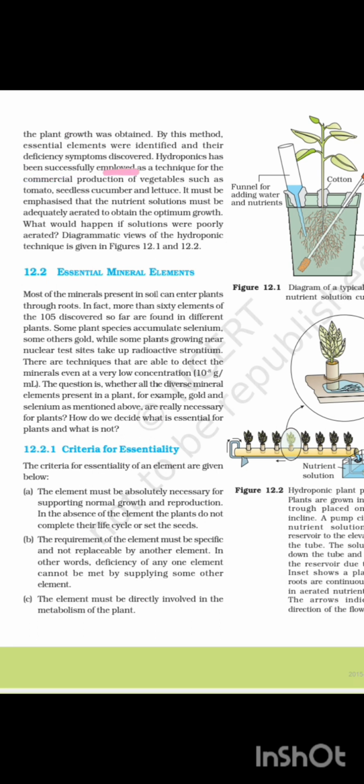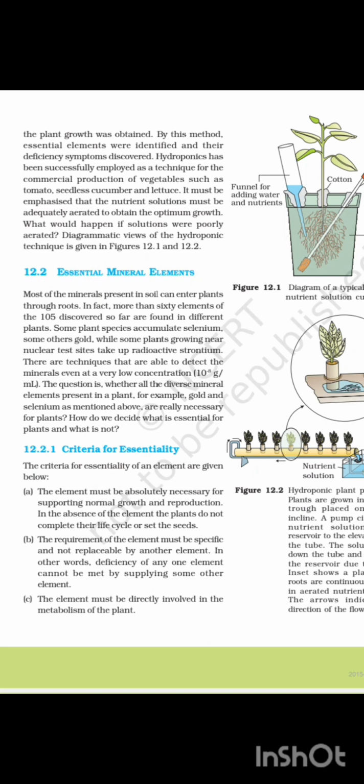Hydroponics has been successfully employed as a technique for the commercial production of vegetables such as tomato, seedless cucumber, and lettuce. It must be emphasized that the nutrient solution must be adequately aerated to obtain optimum growth. What would happen if the solution were poorly aerated? A diagrammatic view of the hydroponic technique is given in figures 12.1 and 12.2.